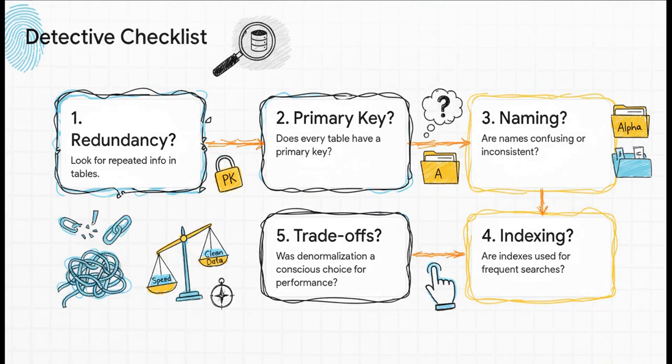So here's a practical checklist you can actually use. When you're looking at a database, ask yourself these questions. Am I seeing repeated info everywhere? Does every single table have a unique identifier? Are the names confusing? Are we using indexes to speed up common searches? And hey, if things are slow, was that trade-off into denormalization made on purpose? This is your guide for spotting the clues of good or bad design.